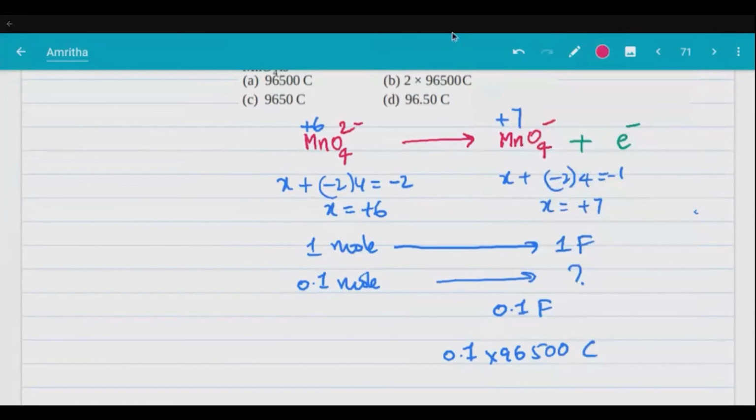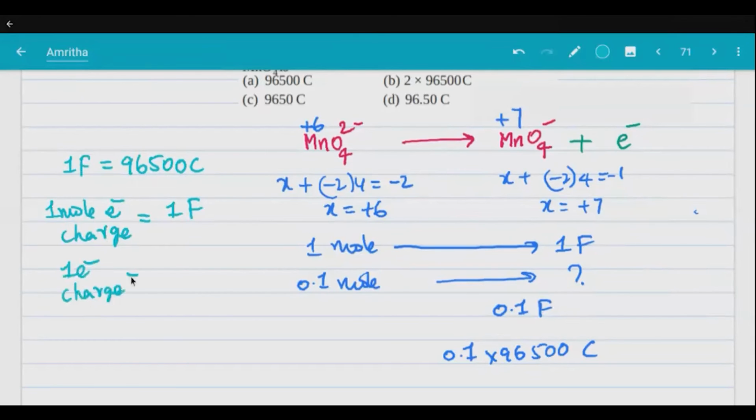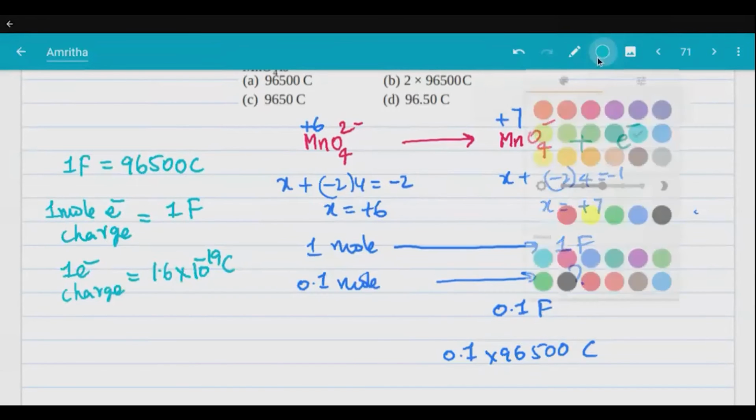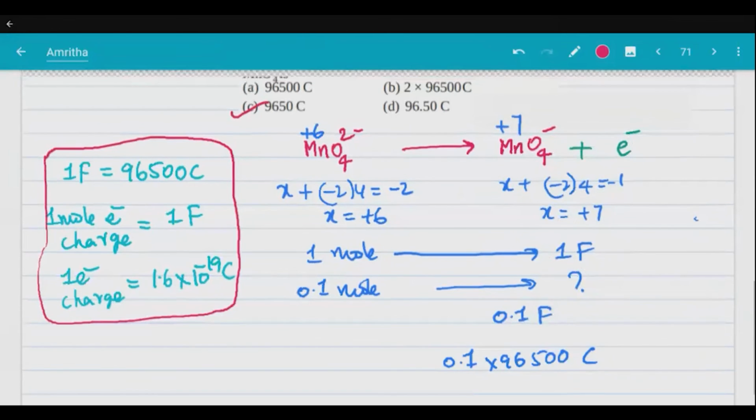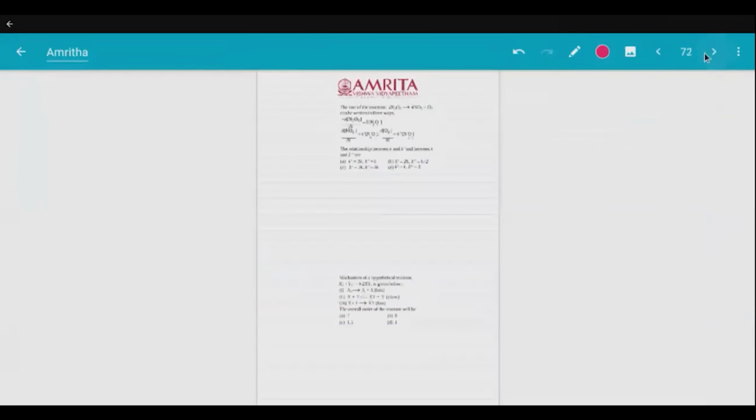Option. See, you have to know this. Before doing the question, 1 Faraday means what? We should know this. 1 Faraday is equal to 96500 coulombs. 1 mole electron's charge is equal to 1 Faraday. 1 electron charge is equal to 1.6 into 10 power minus 19 coulombs. So this is what we should know before doing this question. Okay. 9650 coulombs. Right. Next question.